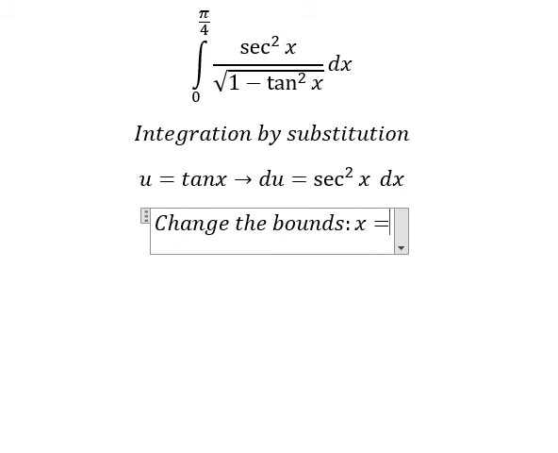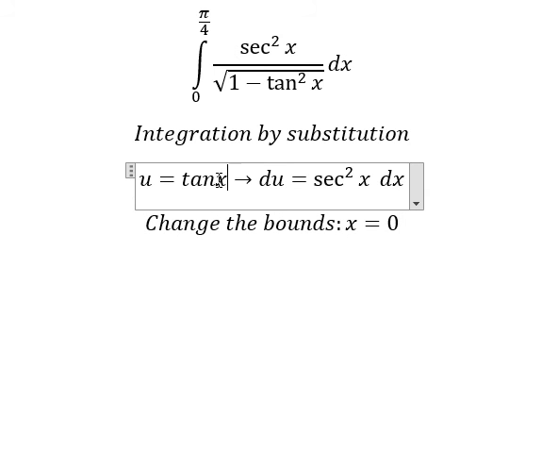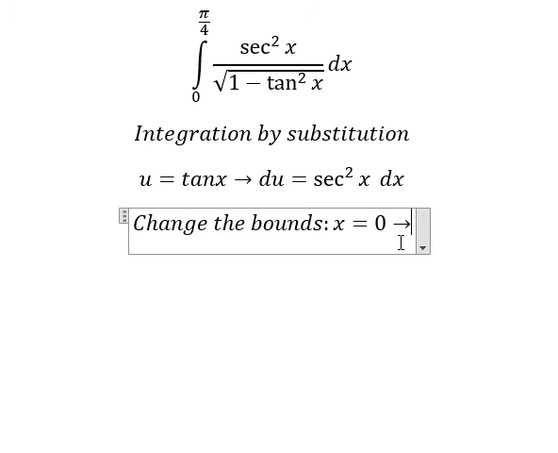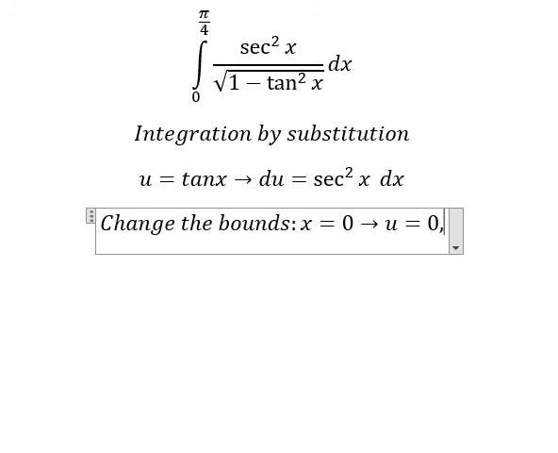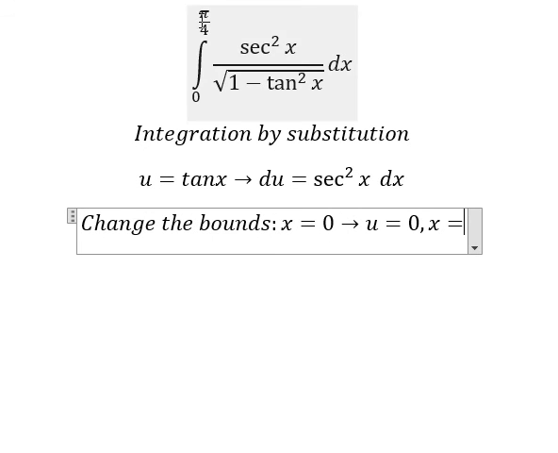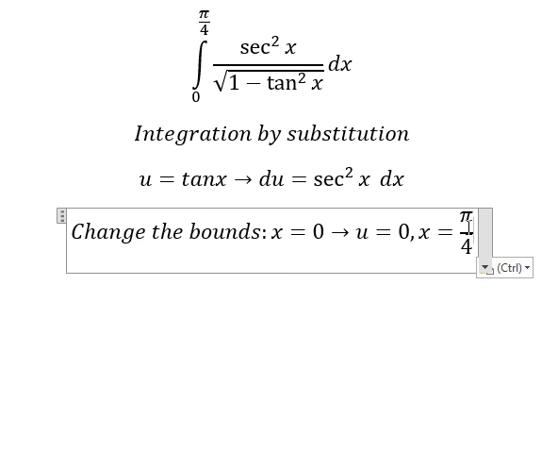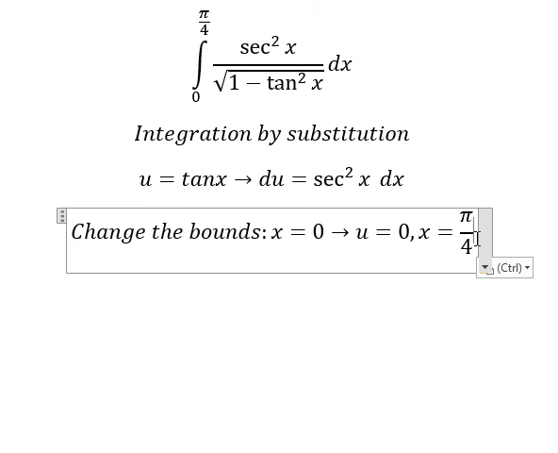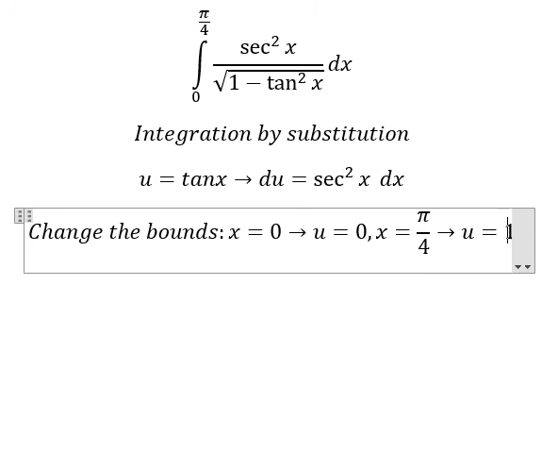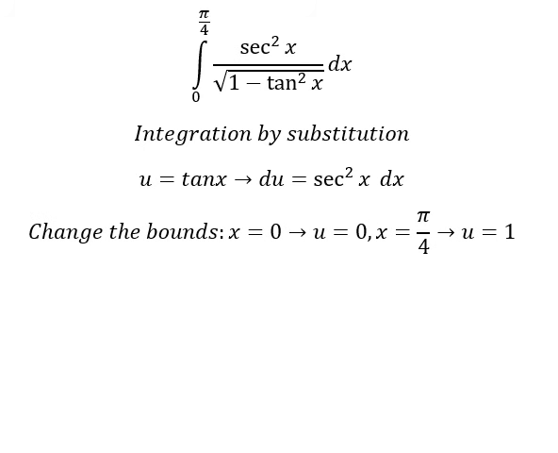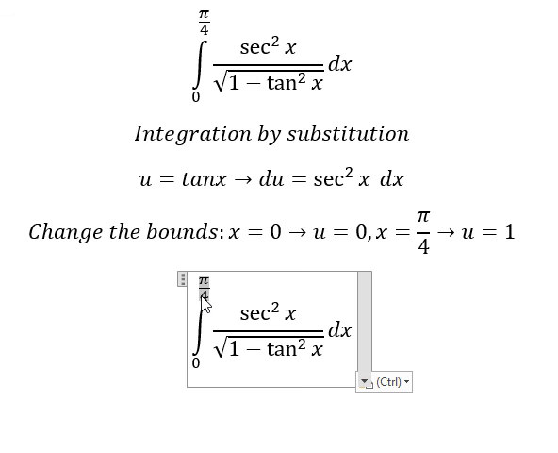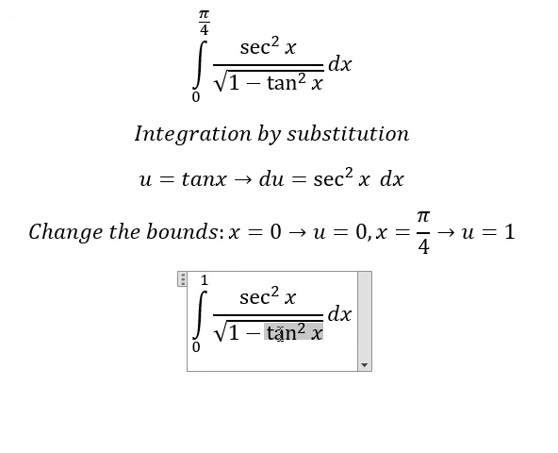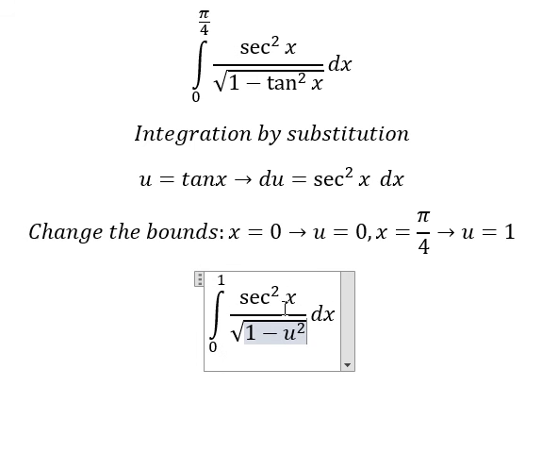When s equals 0, we put 0 in here to find the value of u. So u equals 0 when s equals 0. Then I will put π over 4 in here, and we get u equals 1. So this one we change to 1, this one we change to u, and this one with the s we change to u.